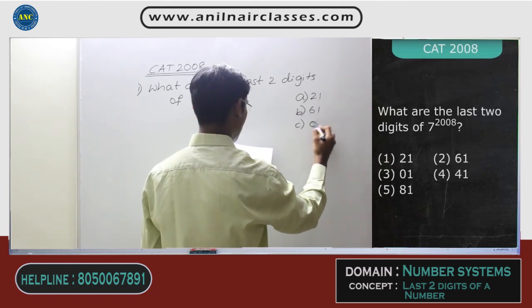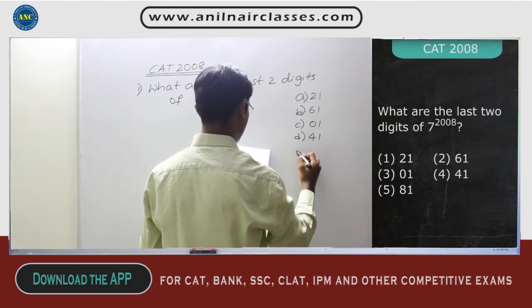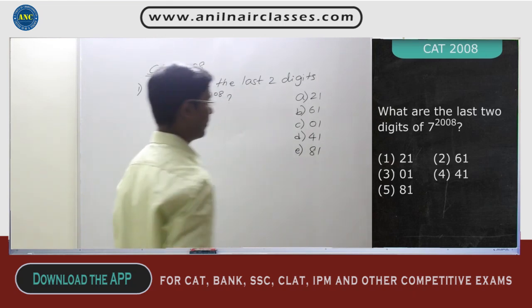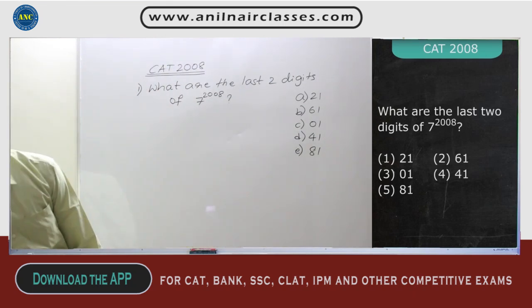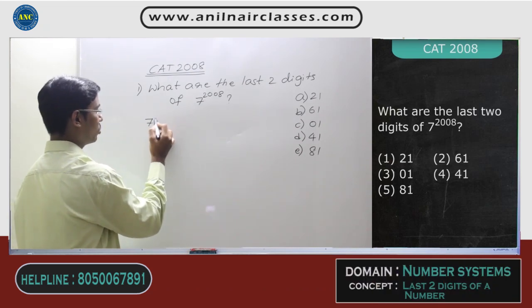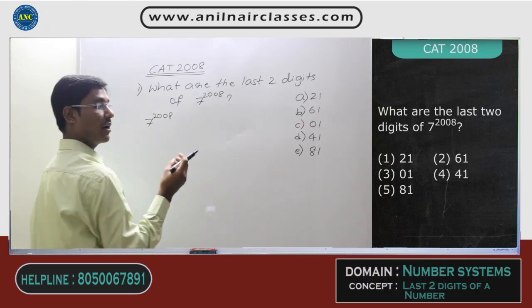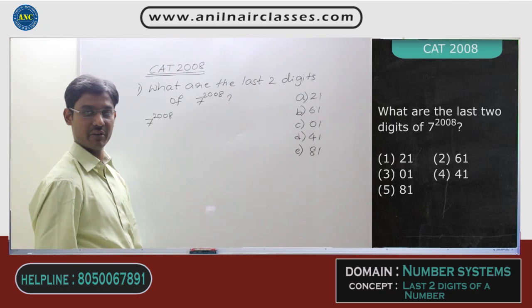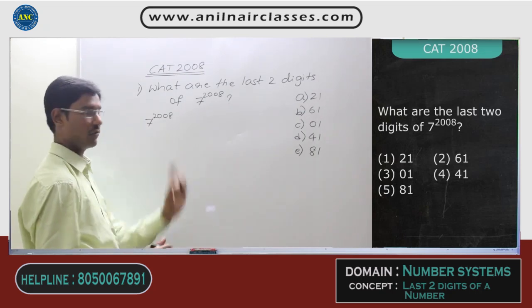2161, 01, the fourth one is 41, option E is 81, right? These are the 5 options given. Now see here, what are the last two digits of 7 power 2008? This is nothing but our type 3 in finding the last two digits, when the unit digit is 3 or 7, that is what we are discussing.